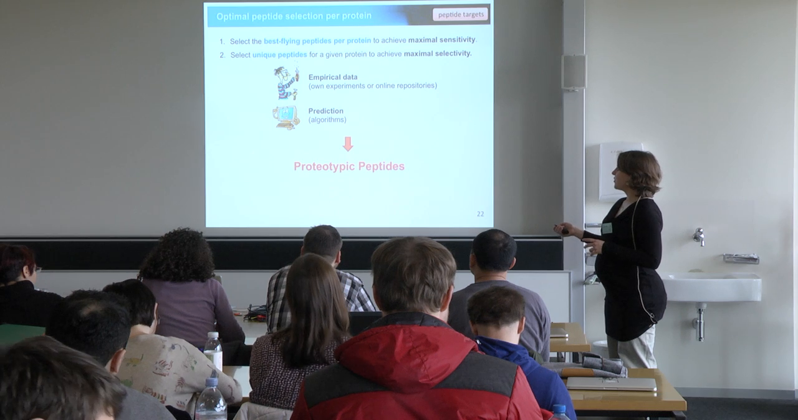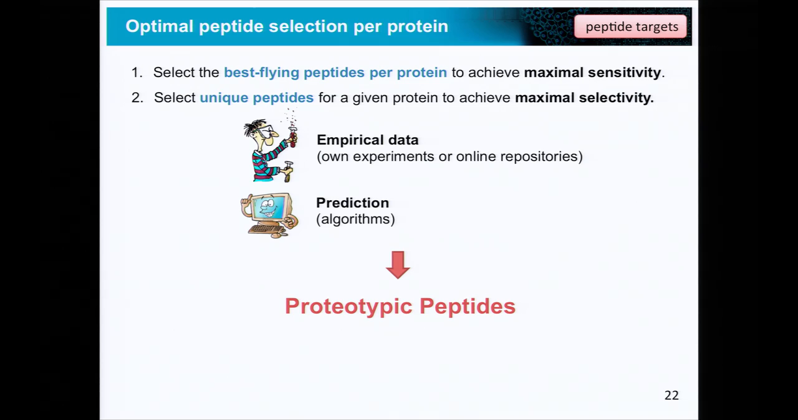Okay, and there's also a scientific expression for peptides that fulfill these 2 criteria, and this is the term proteotypic peptide. So peptides that are best flying and unique for a target protein is what people call a proteotypic peptide. Maybe you've heard it already in the literature.